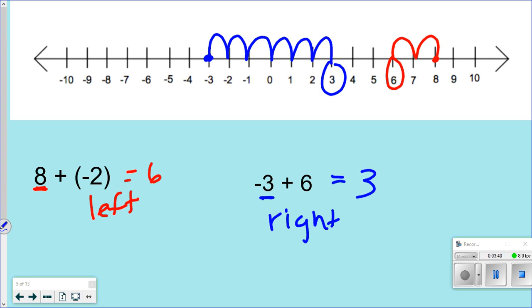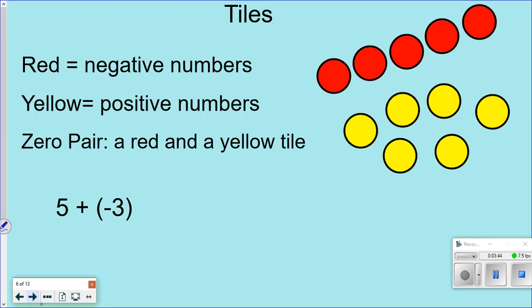That is the number line method. My next method is called tiles. A few things, we did this on our desk last year. You actually got to use tiles on your desk.